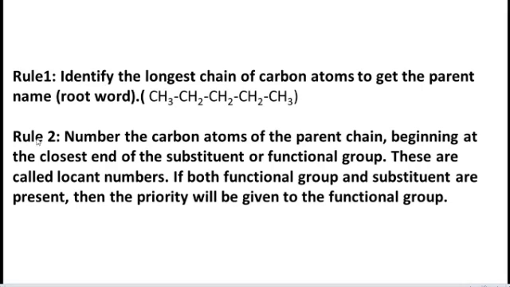First, we have to identify the longest chain. Then, rule 2: number the carbon atoms. For example, here 1 carbon, 2, 3, 4, and 5 carbons. Number the carbon atoms of the parent chain, beginning at the closest end of the substituent. Substituent means branches or the functional group. These are called locant numbers. If both the functional group and the substituent, that is a branch, are present, then the priority is given to the functional group.